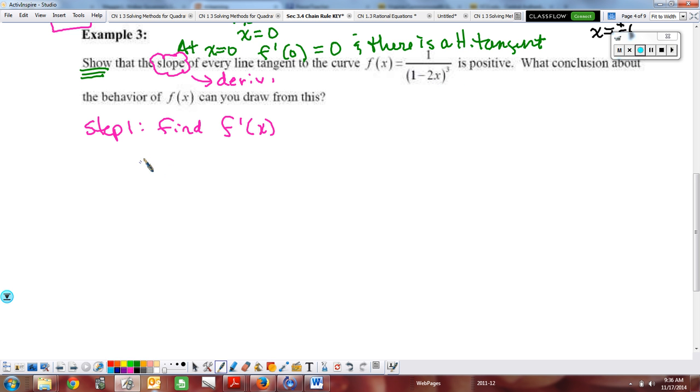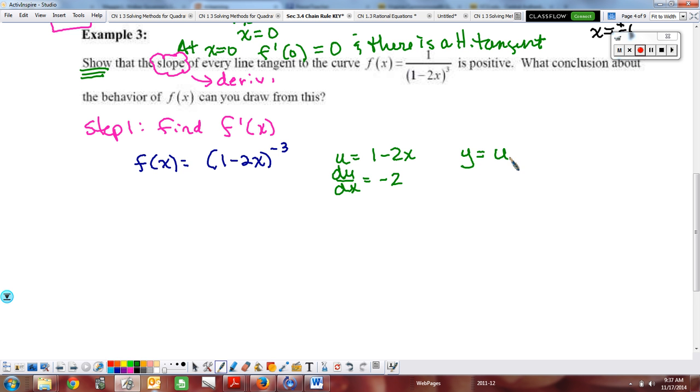So I'm simply going to first rewrite f of x as (1 - 2x)^(-3), because that's going to make it easier to do the chain rule. My u would be 1 - 2x. My du/dx is going to be -2. That makes y equal u to the negative 3. My dy/du would be -3u to the negative 4.